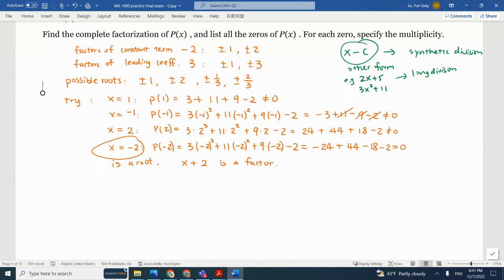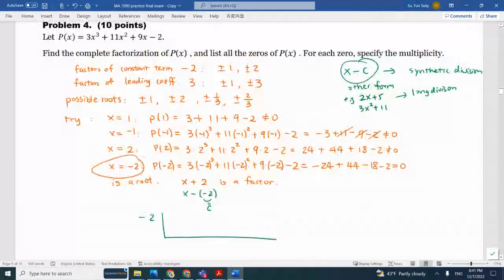As c could be positive, c could be negative. Therefore, here you can imagine this is x minus -2. So c, the root, is -2. For synthetic division, we put the root right here. And then we're looking for, oh, where's the p? So we want to have p of x equals x plus 2 times something. We want to figure out what this is. So p is 3x cubed, 11x squared, 9x, and -2.